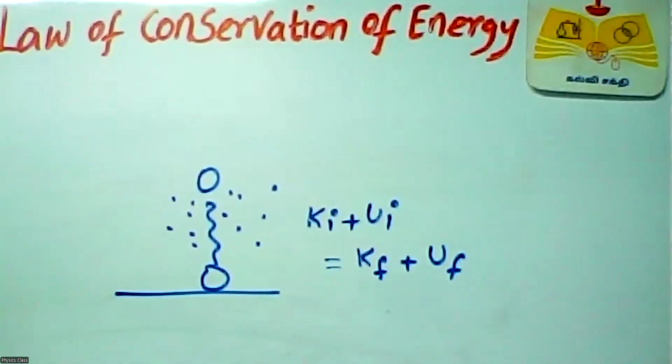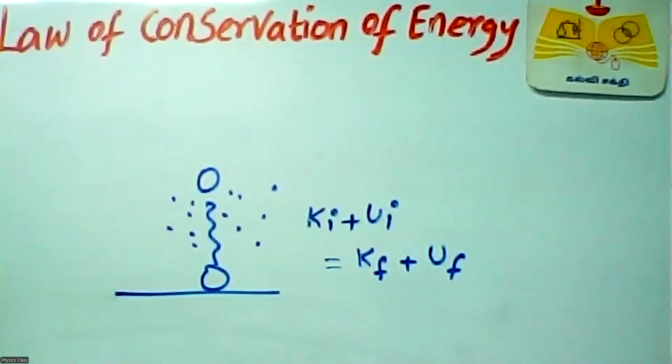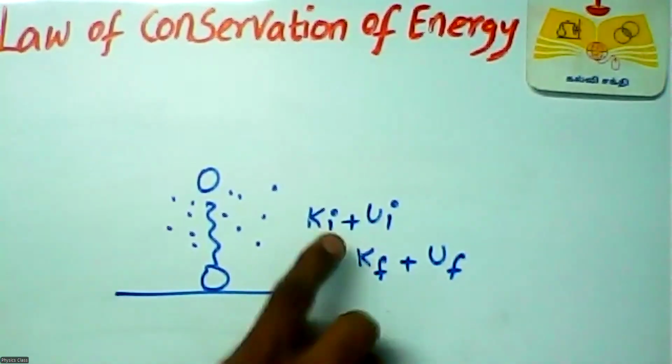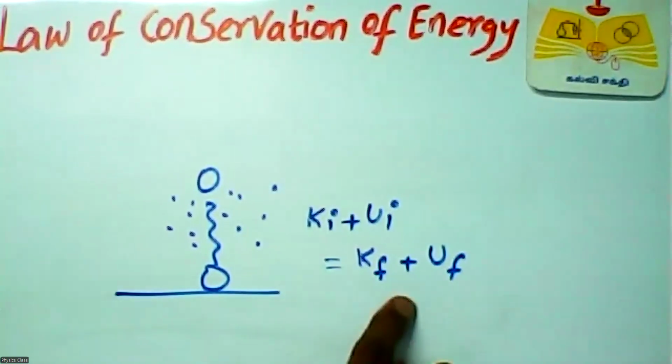So in that case, conservation of mechanical energy, or conservation of energy, is nothing but initial kinetic energy plus initial potential energy equal to final kinetic energy plus final potential energy. Okay, clear?